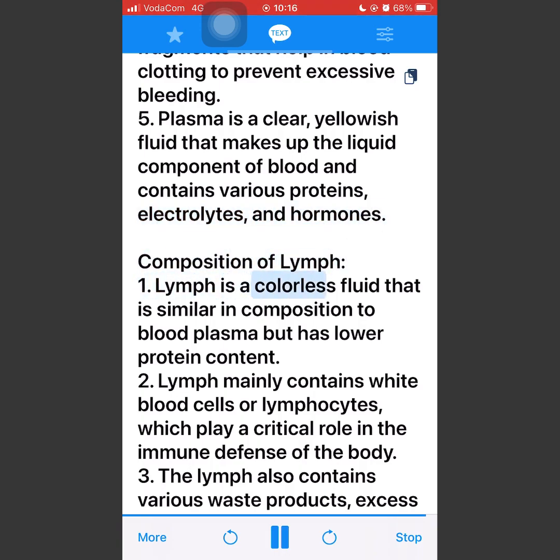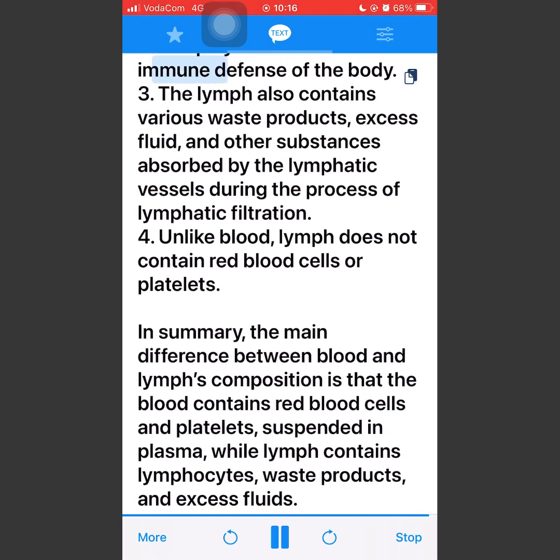1. Lymph is a colorless fluid that is similar in composition to blood plasma but has lower protein content. 2. Lymph mainly contains white blood cells or lymphocytes, which play a critical role in the immune defense of the body. 3. The lymph also contains various waste products, excess fluid, and other substances absorbed by the lymphatic vessels during the process of lymphatic filtration. 4. Unlike blood, lymph does not contain red blood cells or platelets.